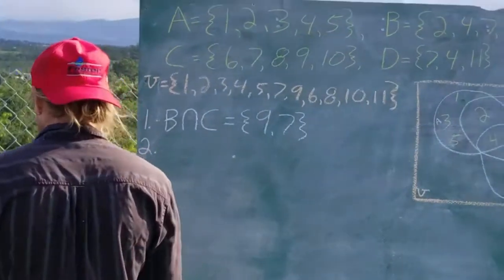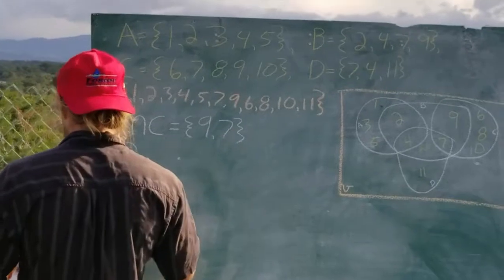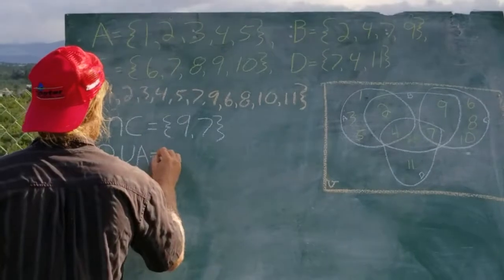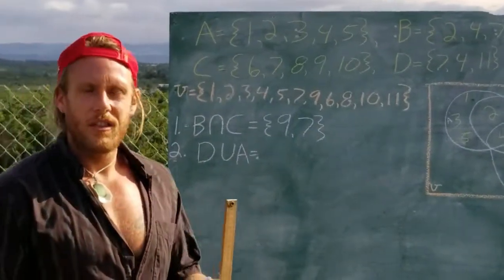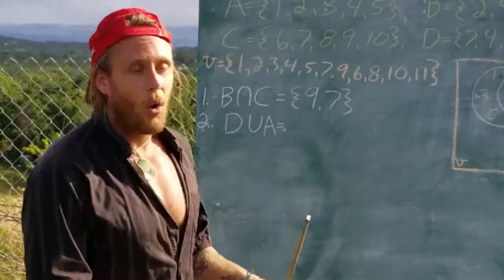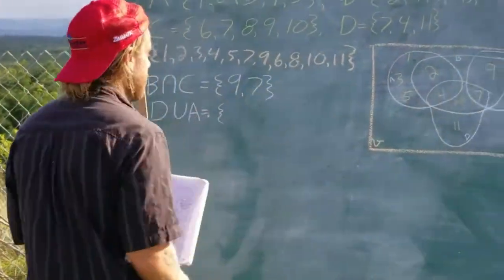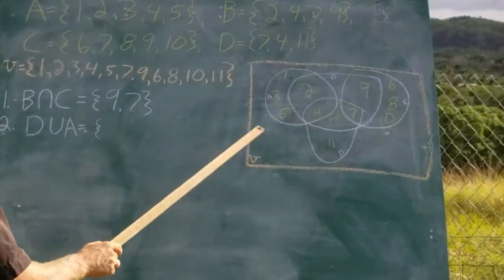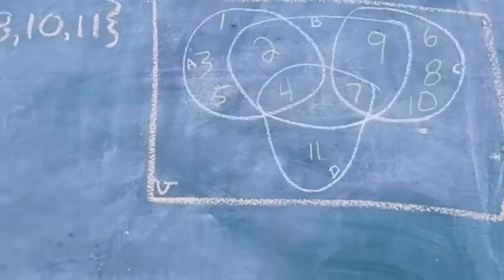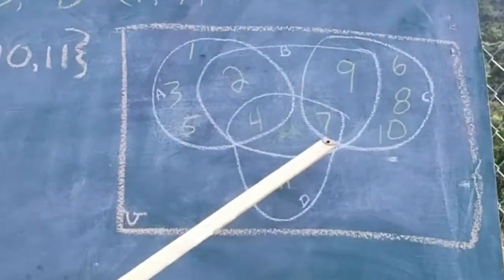Let's look at problem number 2. The union of set D and A. Now remember, the union is the elements that are in either D or in set A in this case. So let's look at our Venn diagram. Set D consists of all these elements, so all the elements in D will be in this set. Our elements within D, this circle, are 11, 7, and 4.